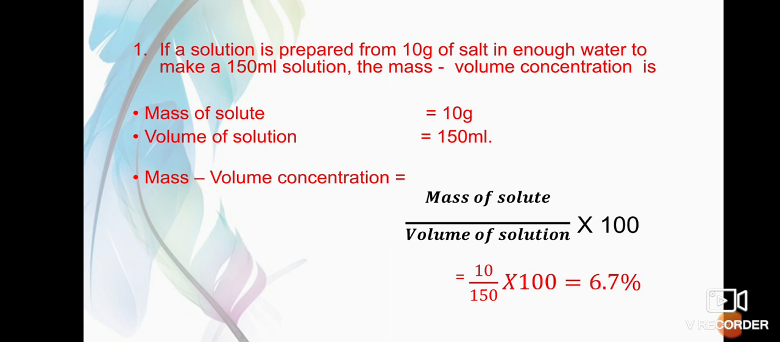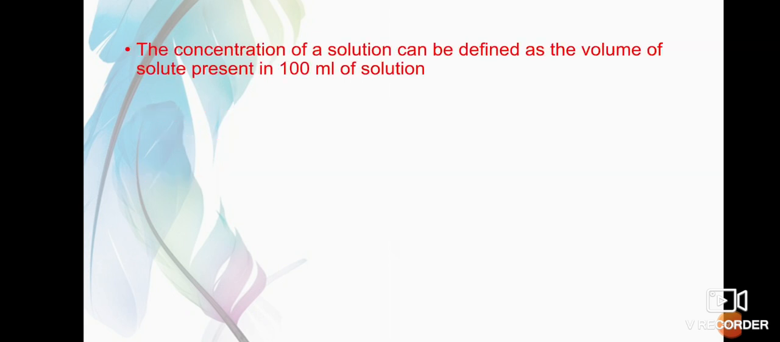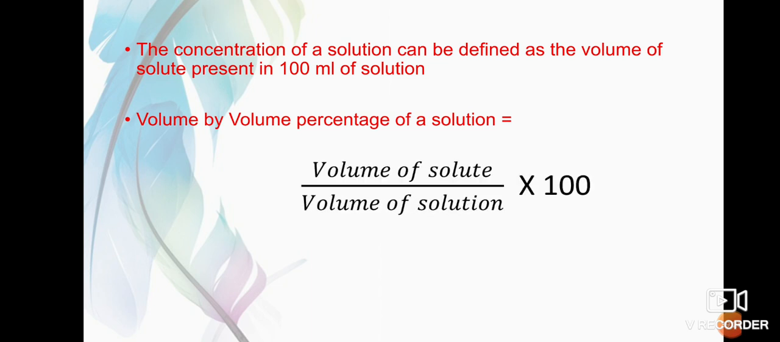Then next, the concentration of a solution can be defined as the volume of solute present in 100 ml of solution. Here both are in liquid state. Let us see volume by volume percentage of a solution. By using the formula we can calculate: volume of solute by volume of solution into 100.